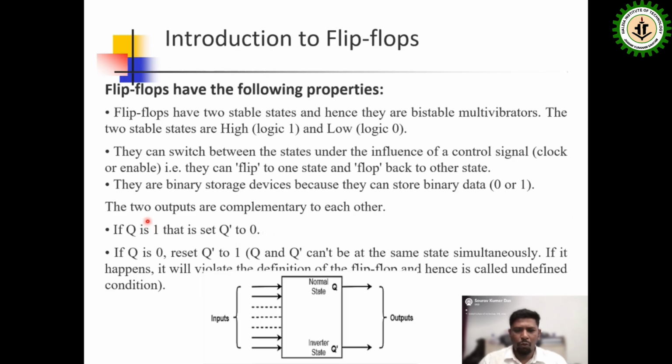The two outputs are complementary to each other. So here is a diagram I show you. There will be multiple inputs, and the outputs Q and Q bar. Q is the normal output, and Q bar is the inverted state, the complement of Q. So these are the two outputs you can get at the output portion.